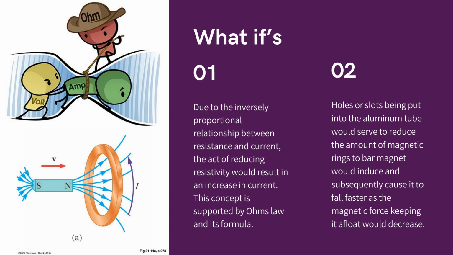Secondly, what if holes or slots were cut into the tube? How would this affect the ring currents in your model? Well, holes or slots being put into the aluminum tube would serve to reduce the amount of magnetic rings the bar magnet would have to induce, and subsequently cause it to fall faster, as the magnetic force keeping it afloat would decrease.